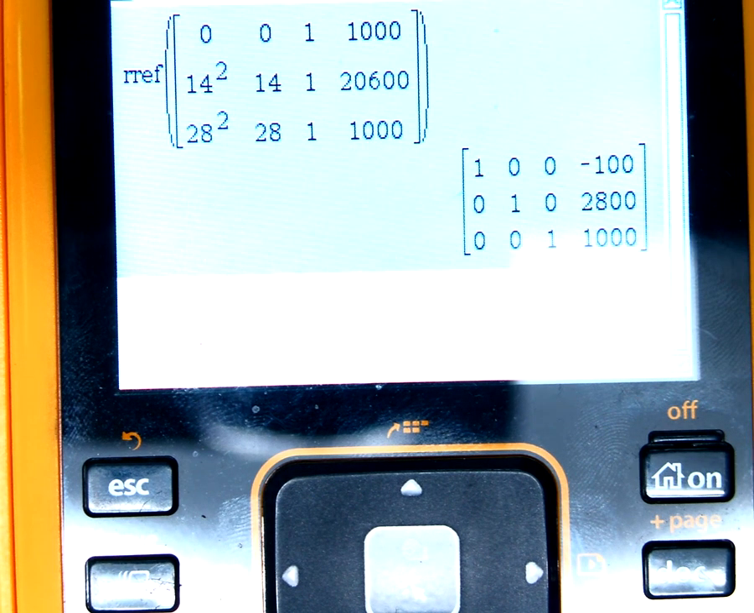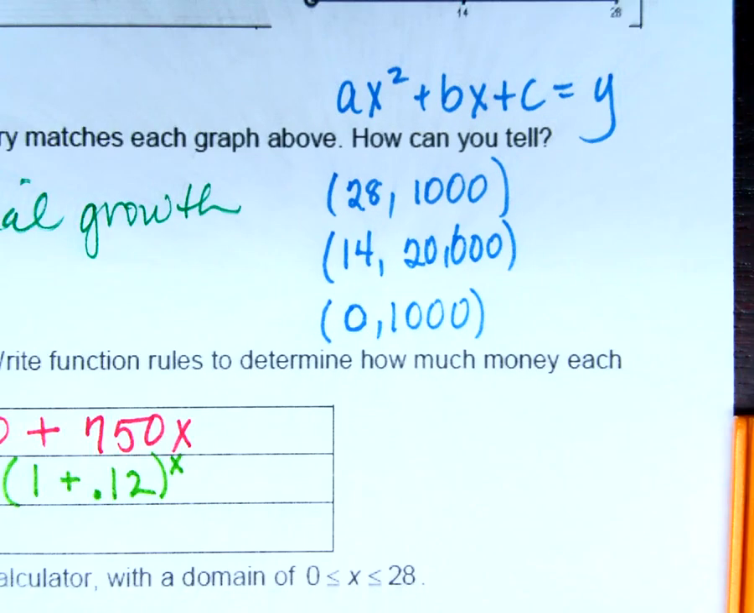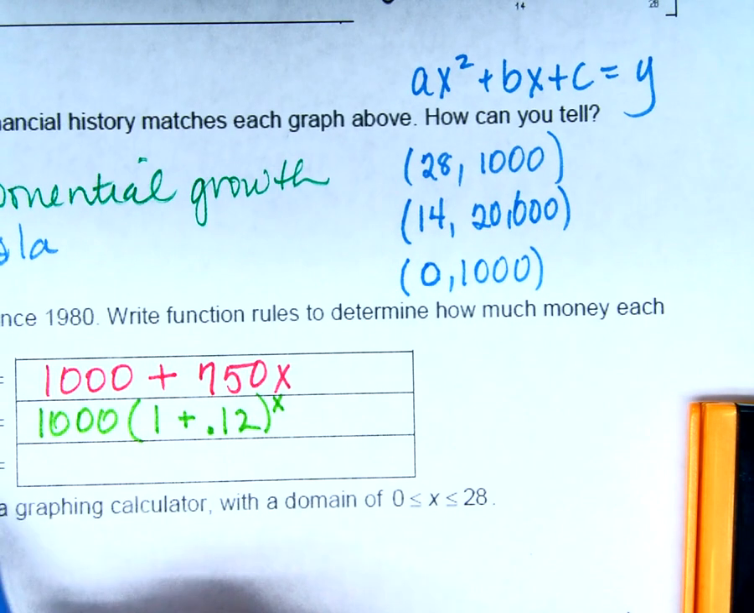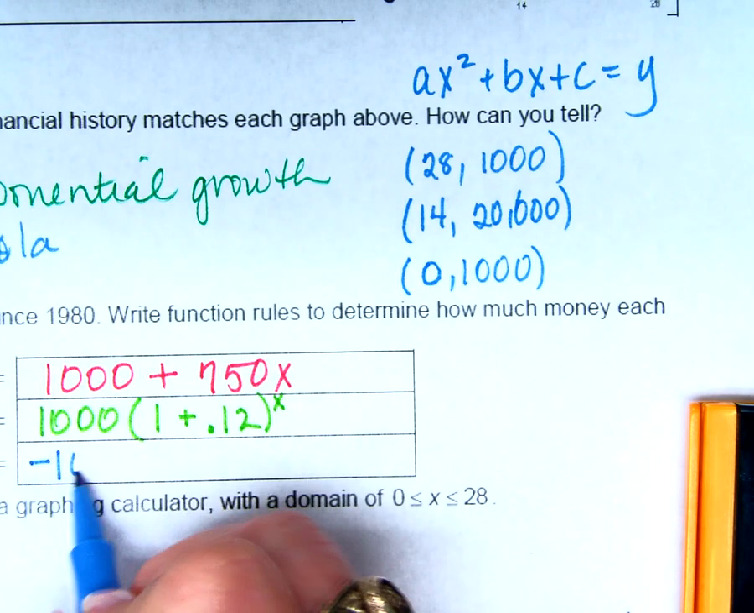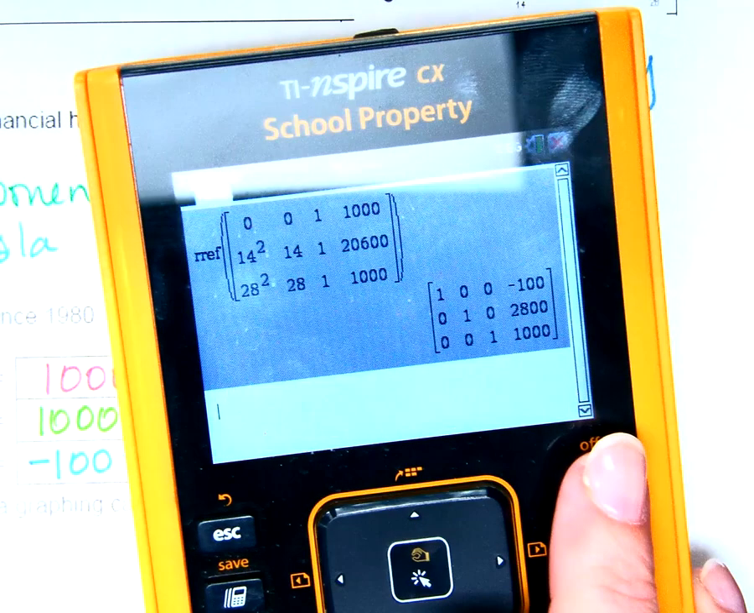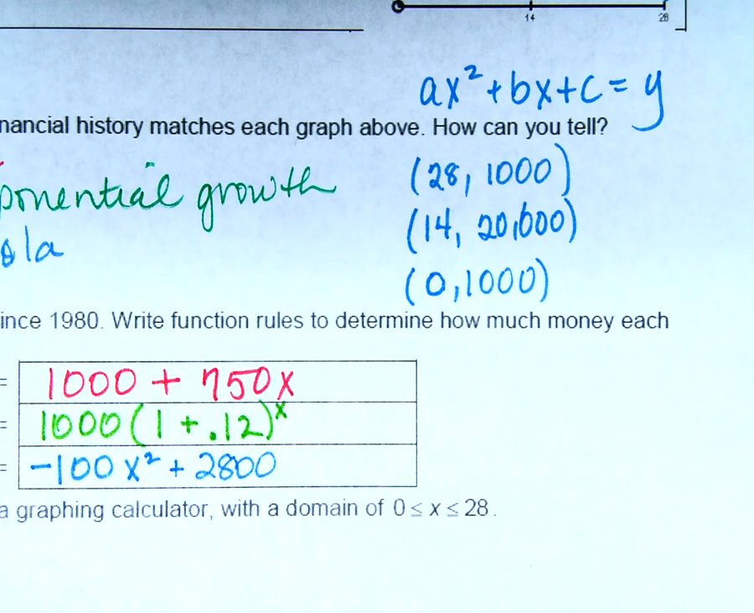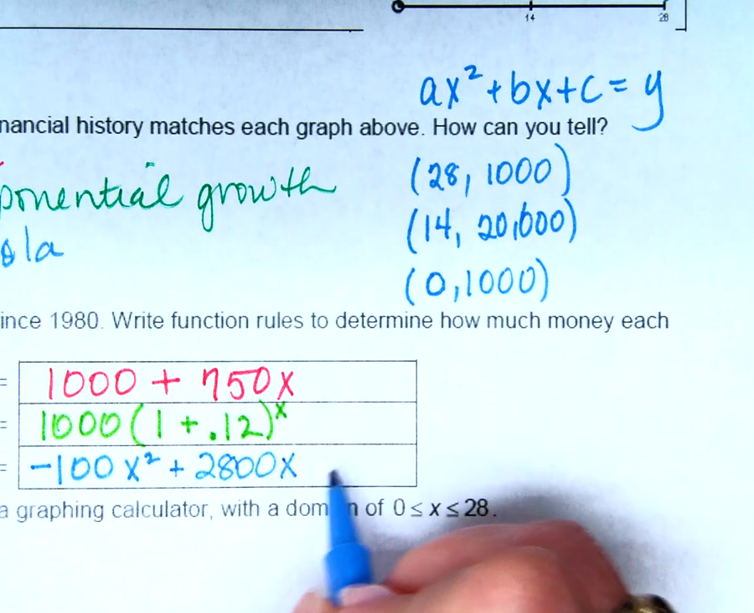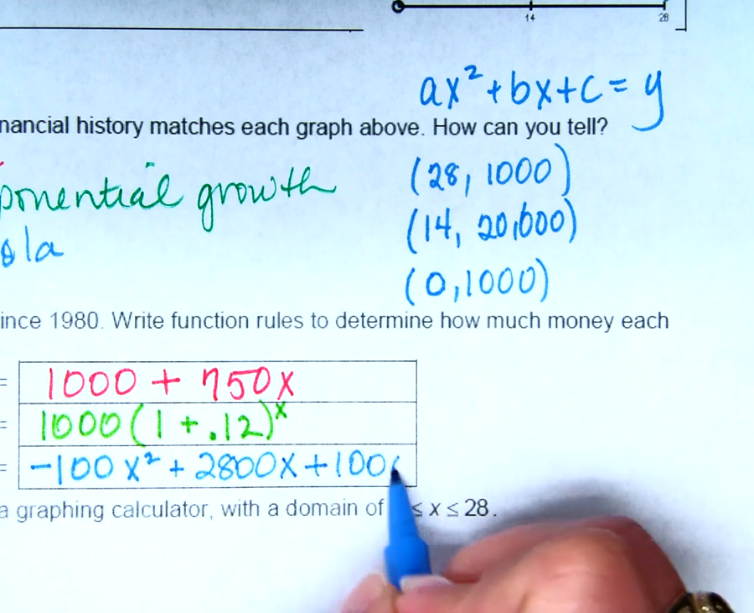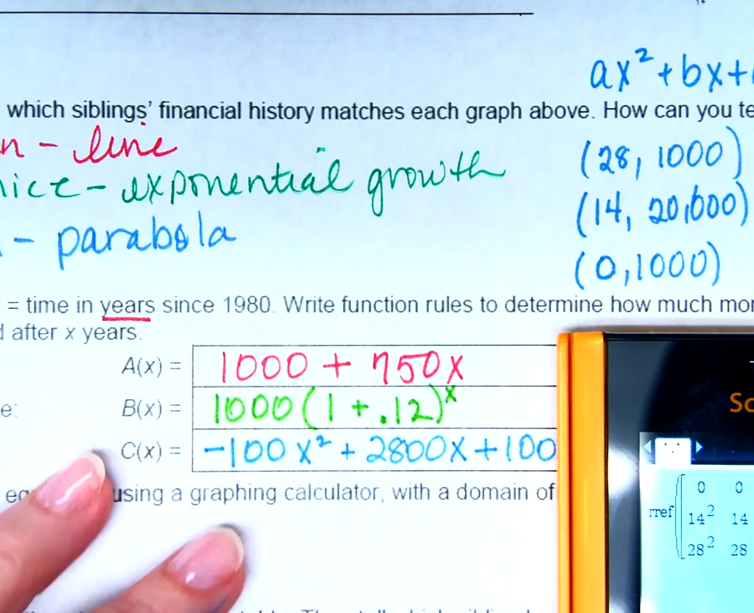So if I go to write my equation, I'm going to zoom back out a little bit. I'm going to say negative 100 x squared, because that's what I got for A, the 100, and then plus 2,800 x, and then plus 1,000. Okay, do you remember doing that when we studied quadratics? So that's one way you can find a quadratic equation. You can use a matrix.